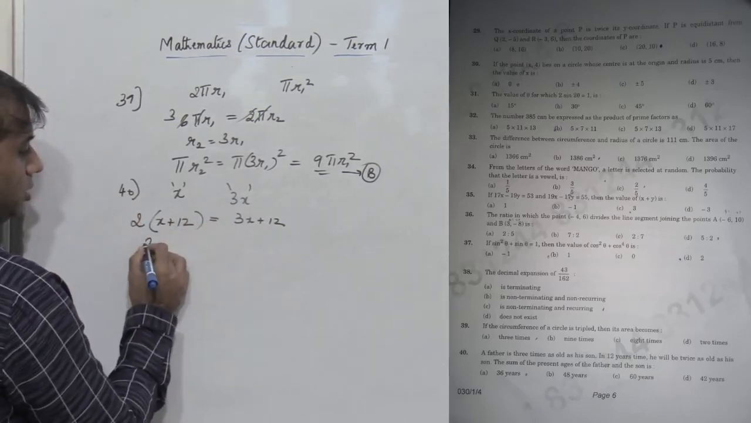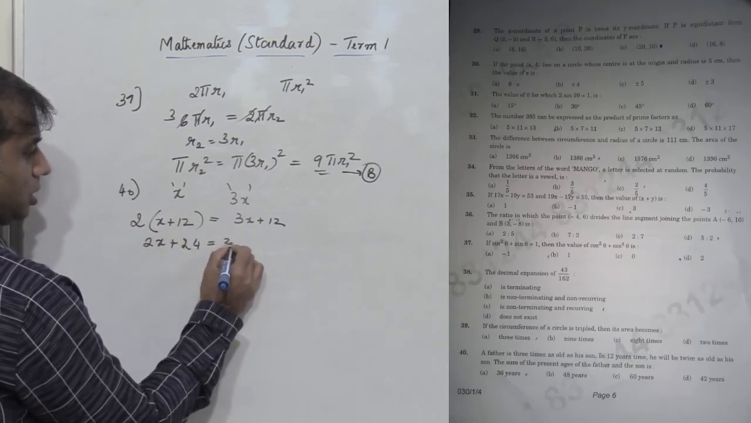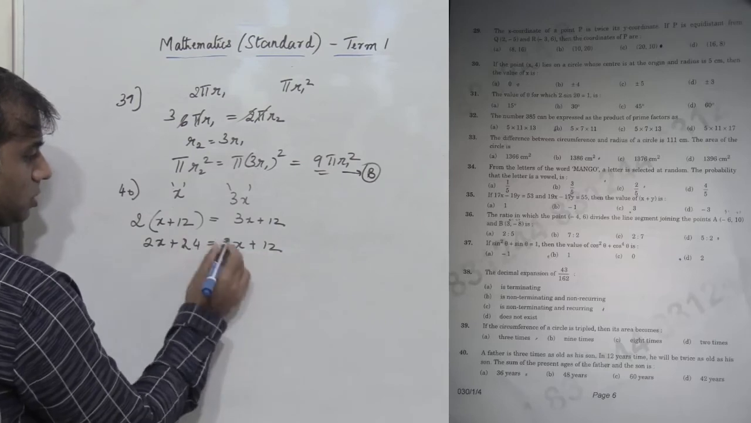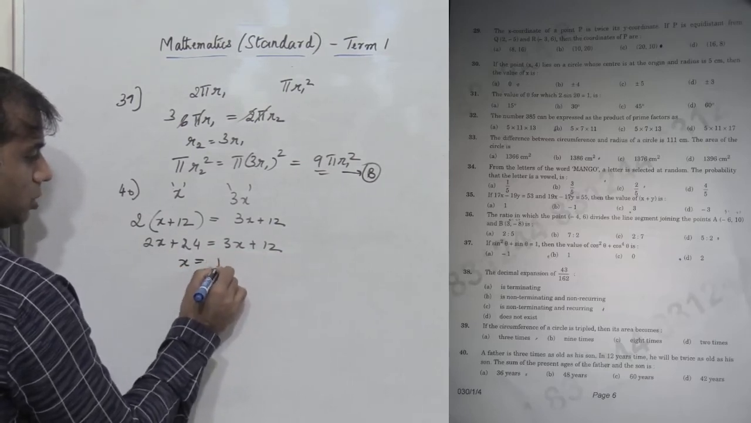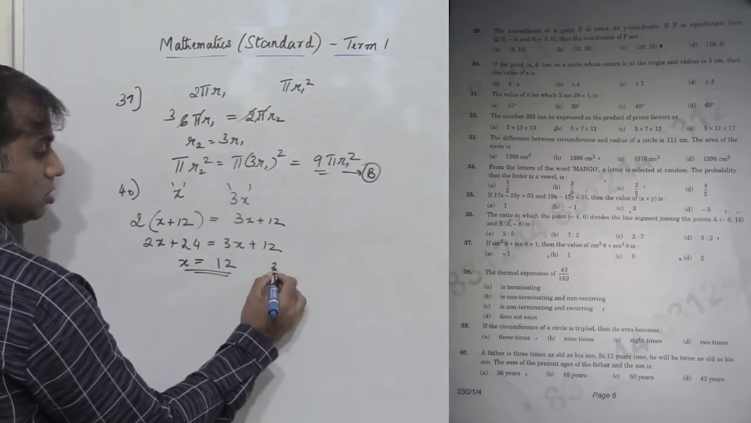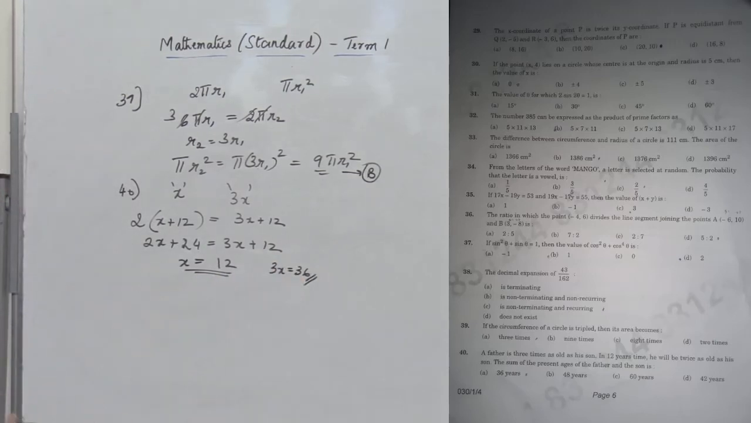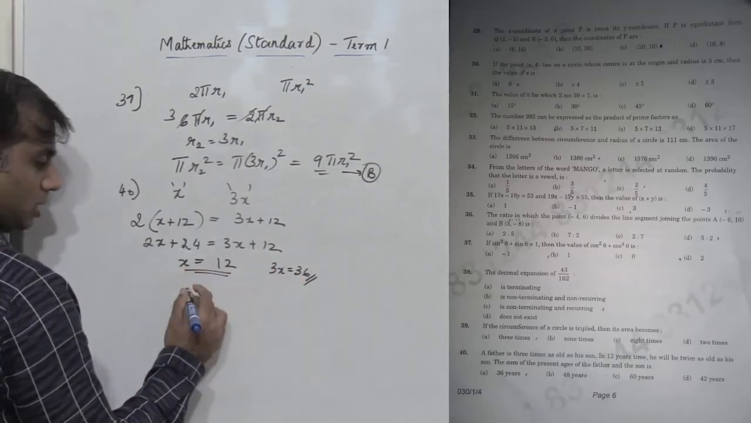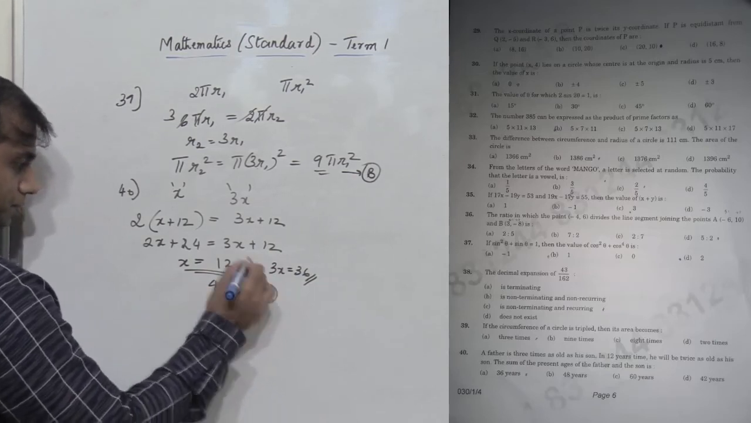So you equate these two, 2x plus 24 equals 3x plus 12. So bring this to the other side, so you get x equals 12. So x is 12. The father's age is 3x, which is 36. We need to find the sum. The sum of their ages is 12 plus 36, which is 48, which is option B.